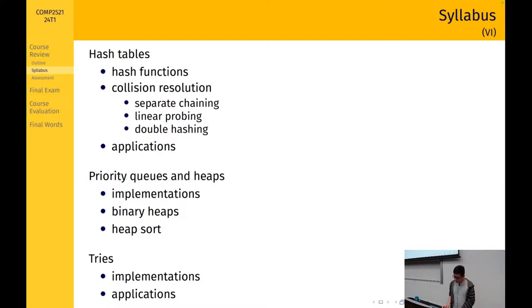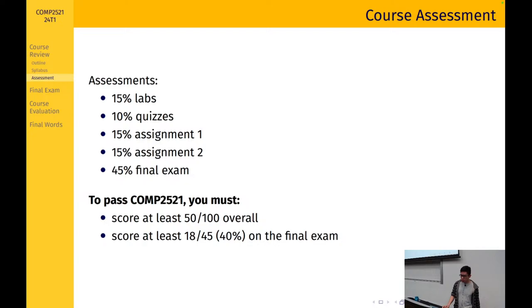Okay, and that is pretty much the syllabus of the course. So what is the weighting for each of the assessment tasks? So we had five main assessments, right? We have labs, quizzes, and the two assignments. And then, of course, there's a final exam.